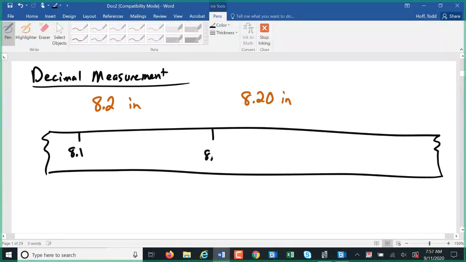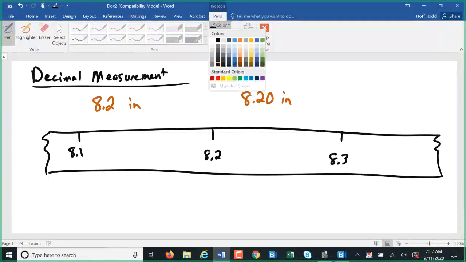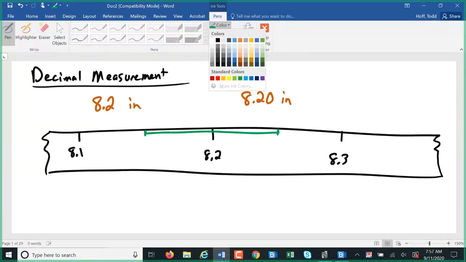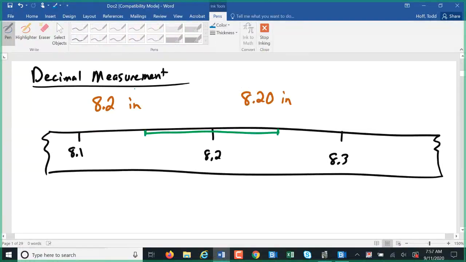that 8.2 inches implies that we are working with a measuring device that only goes down to the 1/10 of an inch. And whatever it is we measured is somewhere between here and here. The 8.2 inches implies a degree of precision, I'm just going to write precision of 0.1 inches. Where did I get that?